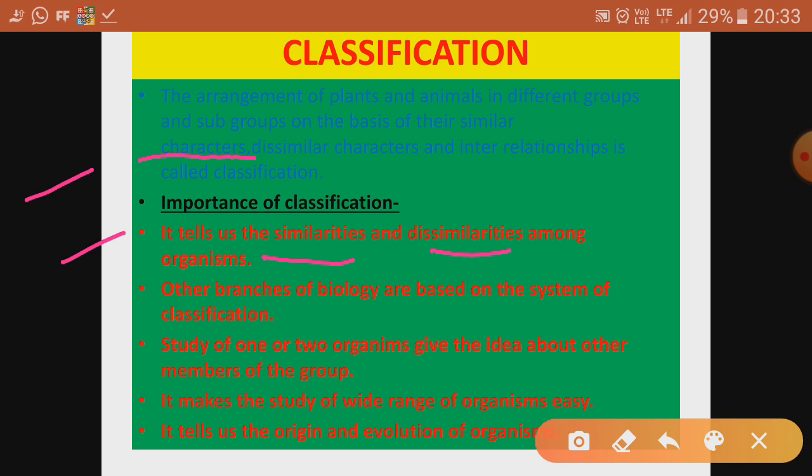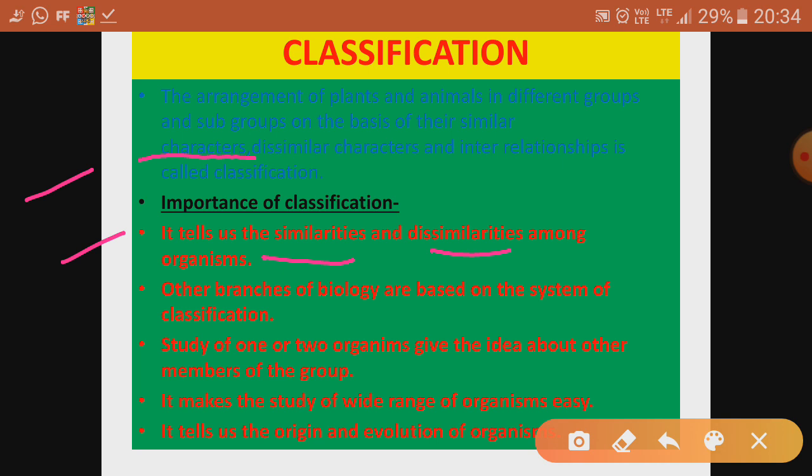Good. Next, it makes the study of a wide range of organisms easy. We have already studied that biodiversity means the variety of life forms. We have many plants, many animals, a number of animals. Even some species are not discovered yet; they are present, but we are not aware of them. We have such rich biodiversity. So the science of classification makes the study of a wide range of organisms easy. When we say organism, it is applicable to both plants and animals.